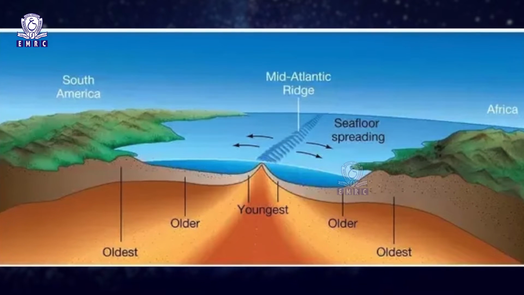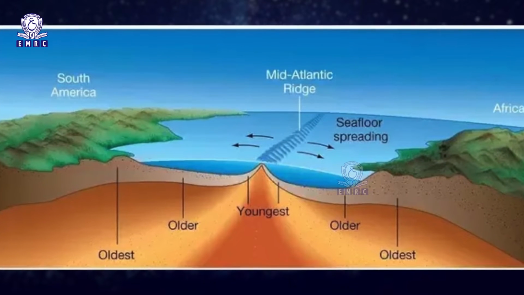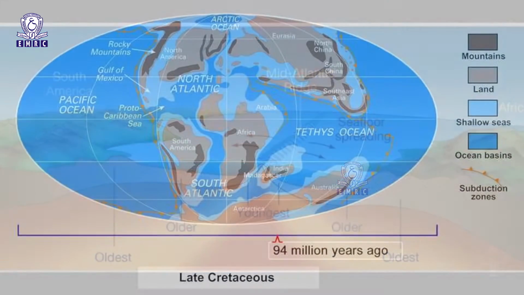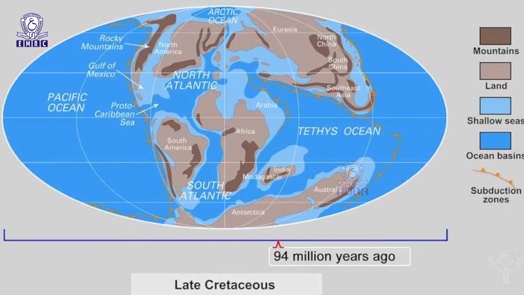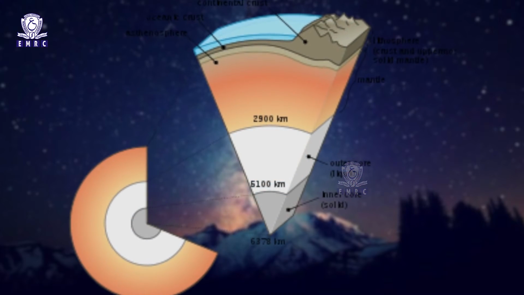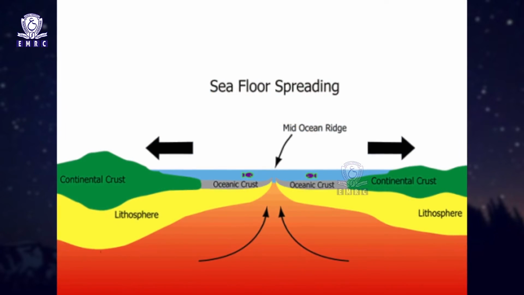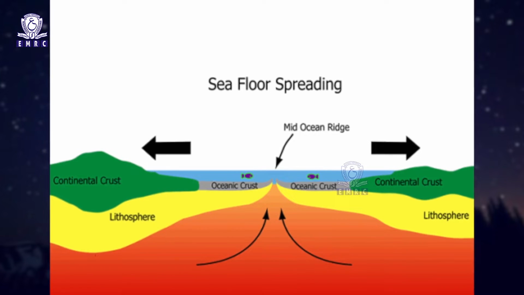Among the post-drift studies, the concept of sea floor spreading is convincing evidence about continental drift, and the basis of plate tectonics lies in the concept of sea floor spreading.